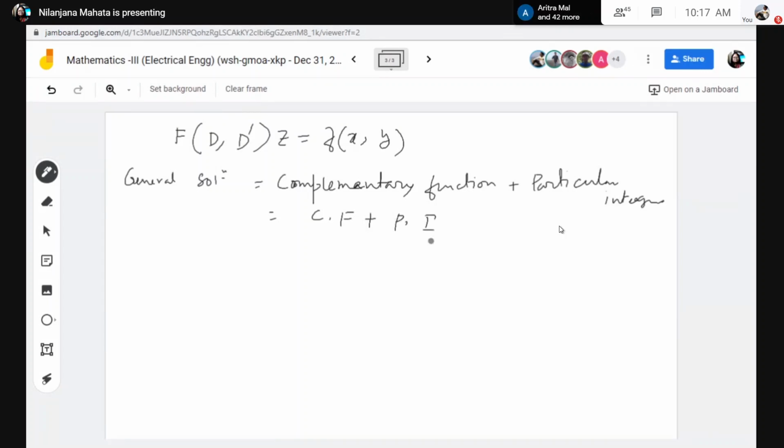Now, first we will find out the complementary function. The complementary function of this partial differential equation we will have from the general solution of this equation. So first we have to find out the solution of this, and that will give you the complementary function of this equation. So first we will start with this complementary function.